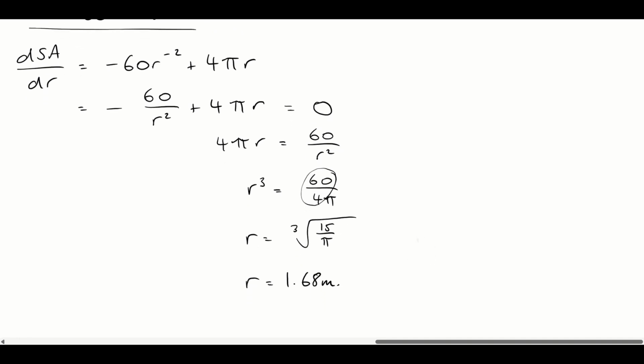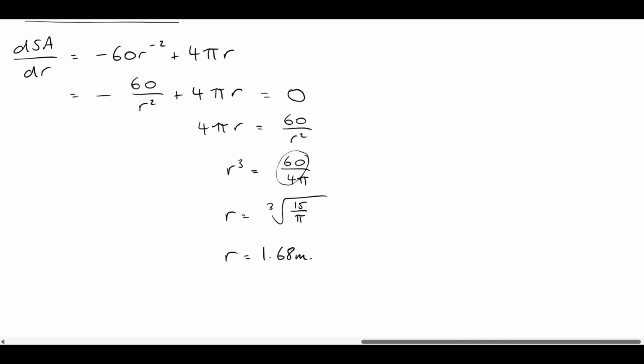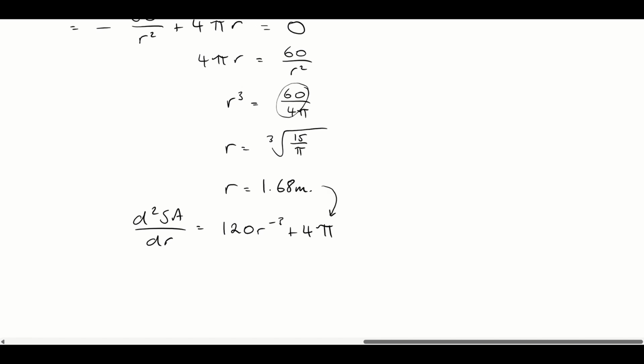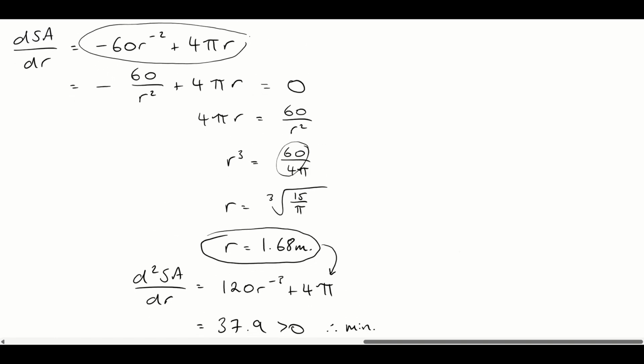Now let's check that this is in fact a minimum, because if it was a maximum, we would be in a lot of trouble. So we need to get the second derivative of the surface area with respect to the radius. So we want to differentiate this again. So we get 120 r to the minus 3 plus 4 pi. And if we substitute in 1.68 into here, you can check it in a calculator, and I recommend you do. You end up with 37.9, which is greater than 0. Therefore, we're looking at a minimum, which is exactly what we want. So this radius here minimizes the total surface area in my cylinder.